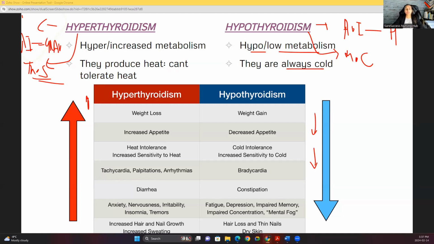So do you have any questions for me? Any questions, students? All right, so now let's go for a break. After the break, we'll do a couple of questions and we will start parathyroid.